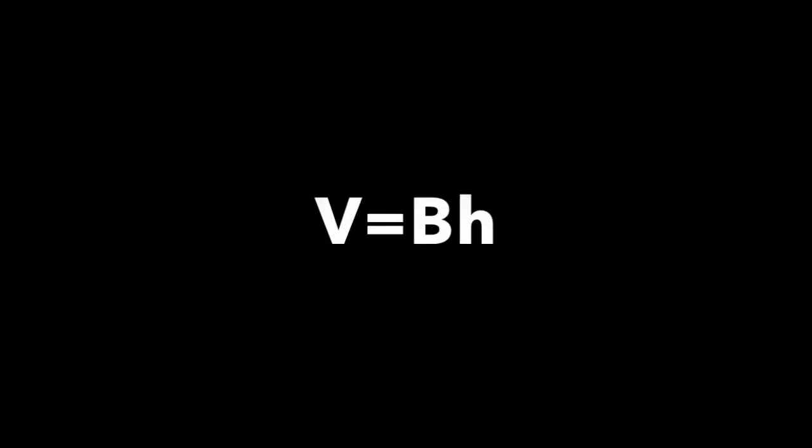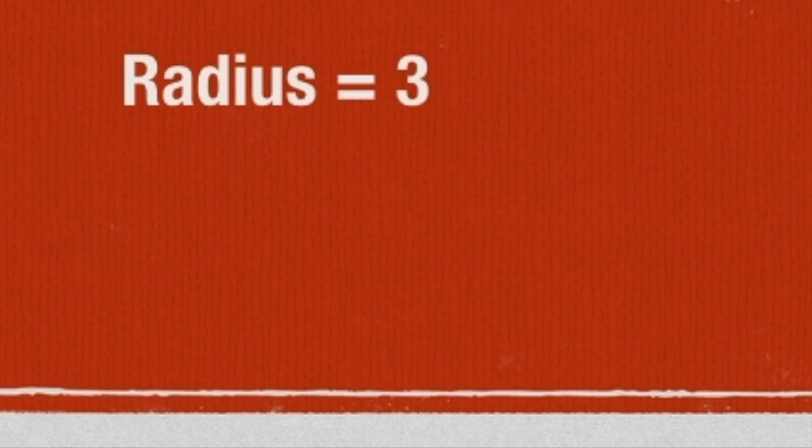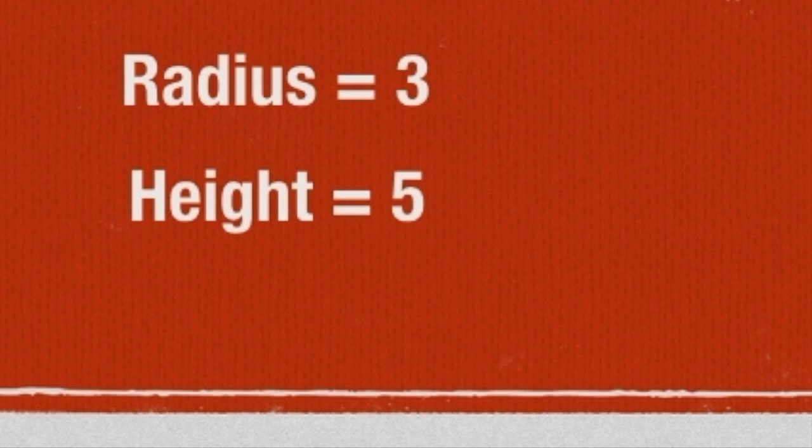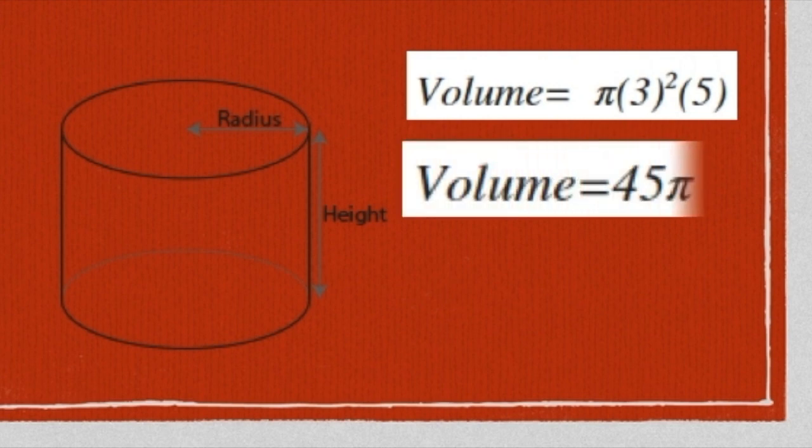Now for the cylinder, you need to use the formula volume equals area of base times height. All we need is the radius and the height. Let's say we give the radius 3 and the height of 5. To find the volume, we use this formula, pi r squared, which is the area of the base, times the height 5. 45 pi is your answer.